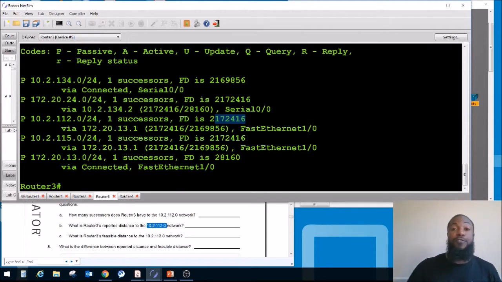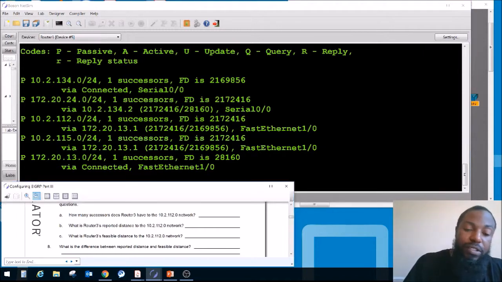I always remember full and feasible. That's how I remember it. And reported is the router that's right next to you. He's reporting to you how far it is to that other network, which is the end of router 3. Hope I explained that right. I'll put some definitions below on what those are. But if you've made it this far with your EIGRP studies, I'm pretty sure you know what those are.